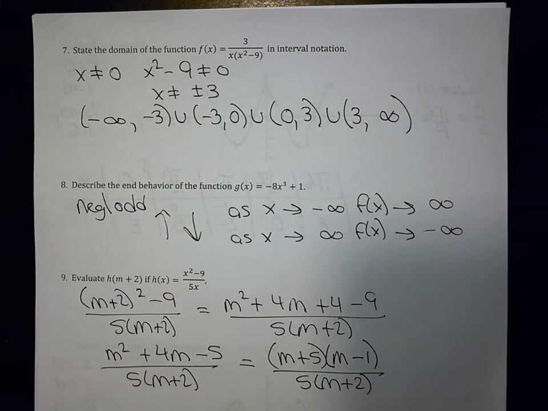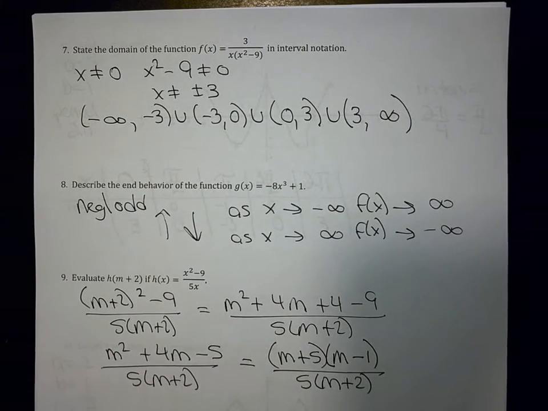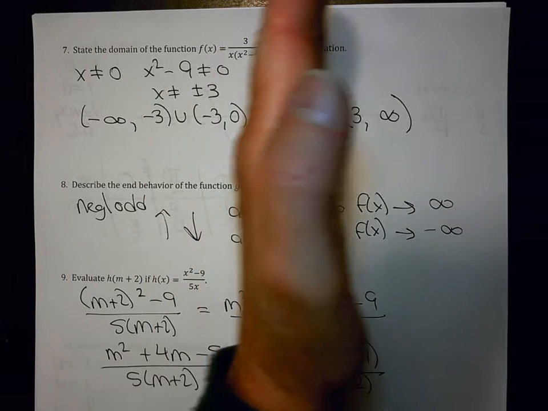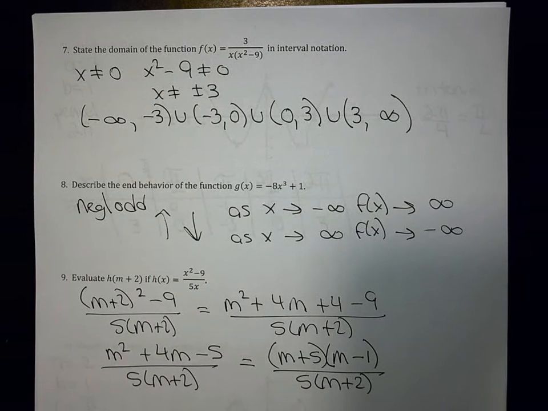Okay, number 7, we're doing the domain. So again, do your denominator. X can't be 0, x squared minus 9 can't be 0. So our vertical asymptotes are going to be at 0 and plus or minus 3. So interval notation, we do from negative infinity to negative 3 in union with negative 3 to 0. So each of these would be the x-intercepts.